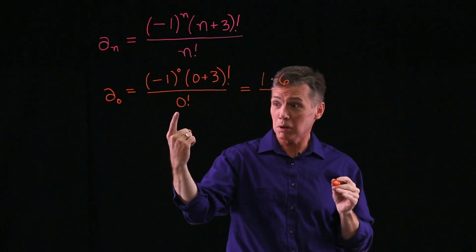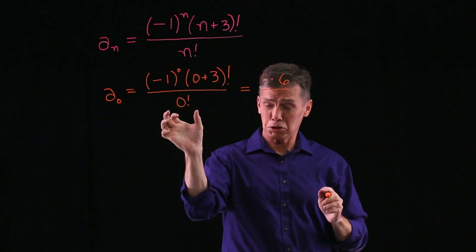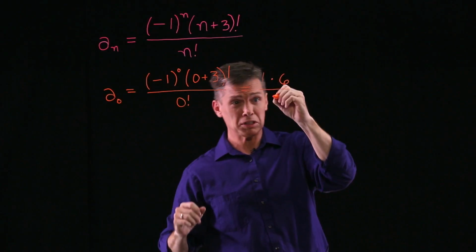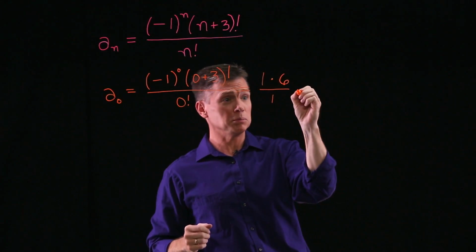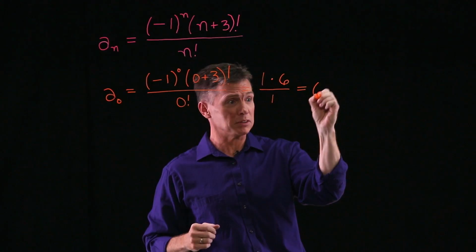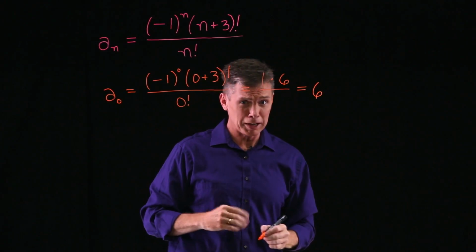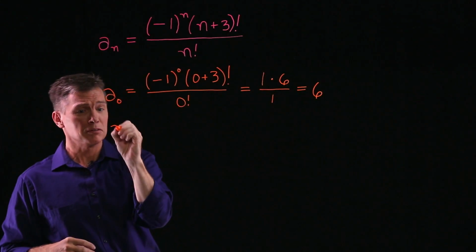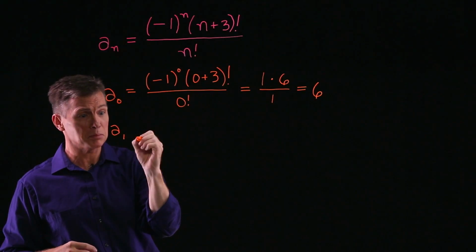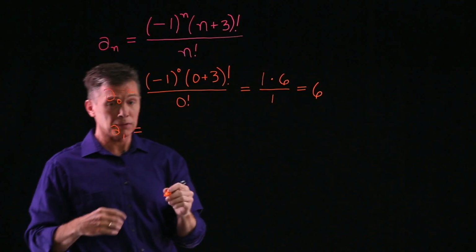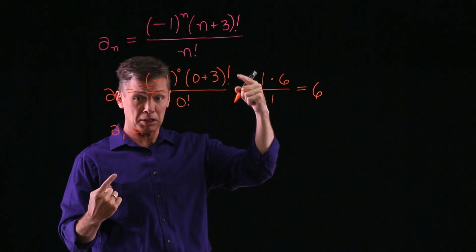Division by 0, oh no. Actually, it's okay. 0 factorial by definition equals 1. And that simplifies to just 6. All right? 1 down, 4 to go. Finding the first 5 terms then of the sequence, you're just going back to that formula each time.